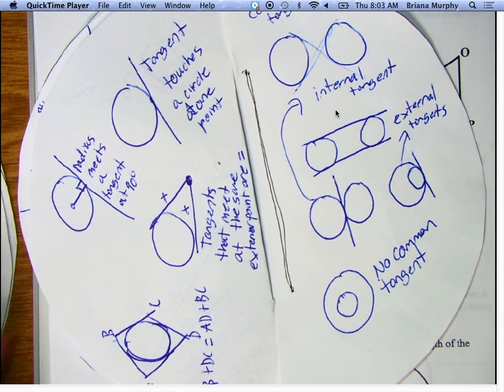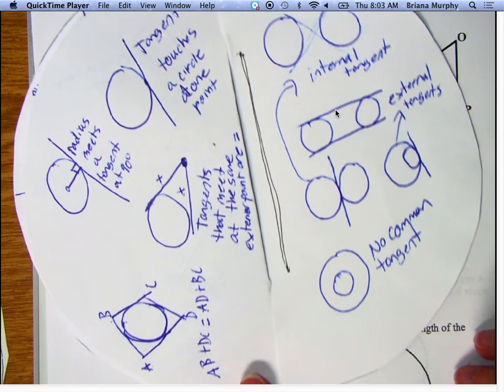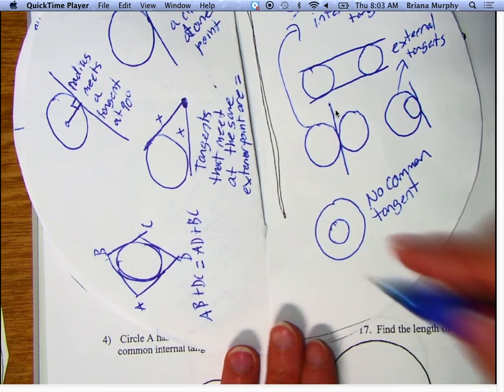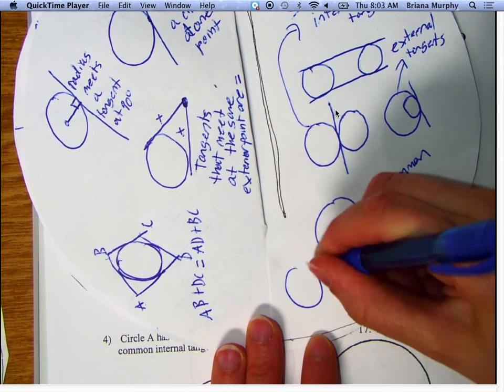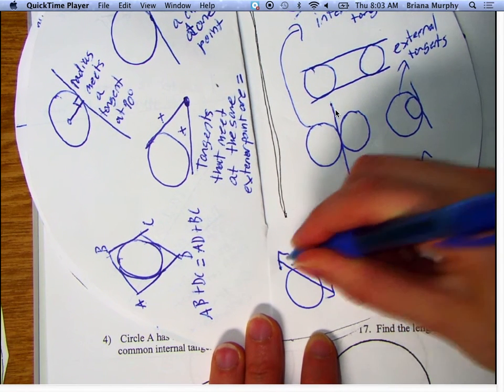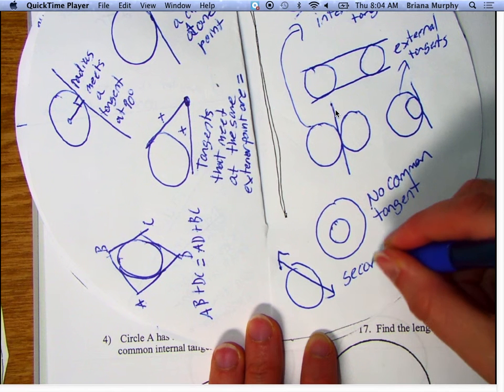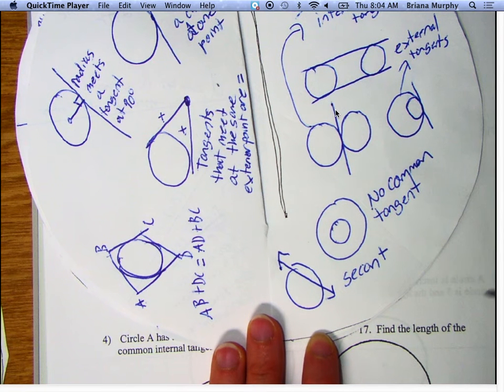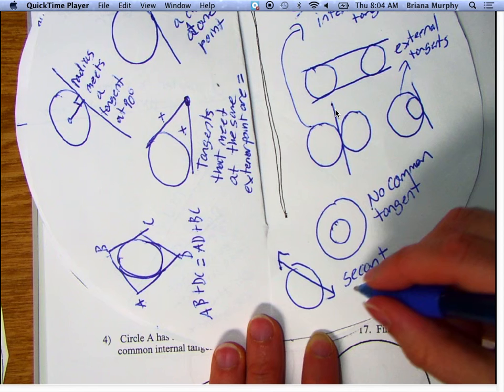Okay, I think I'm done with tangents. One more thing I would like to add. This is not about a tangent. This is something different. This is called a secant. It intersects the circle in two spots.